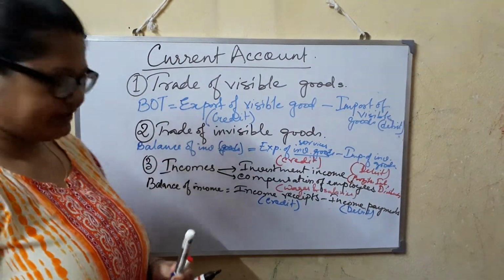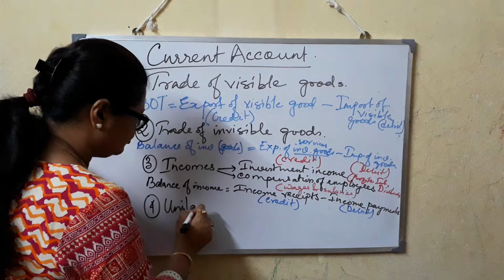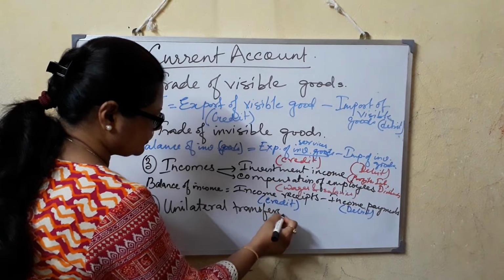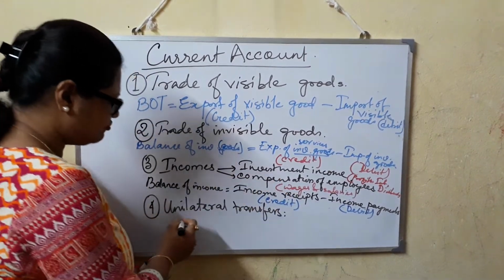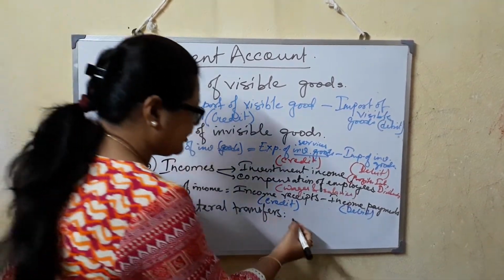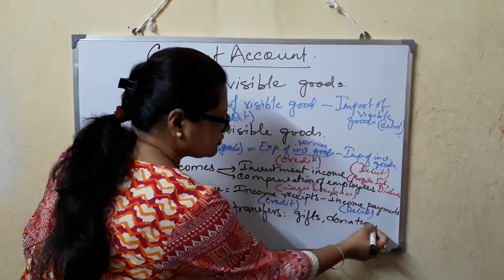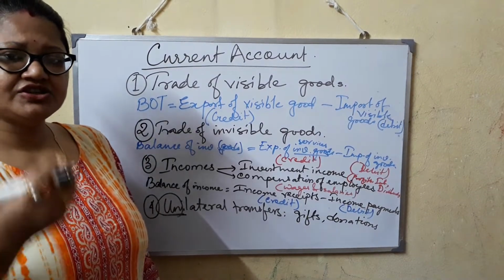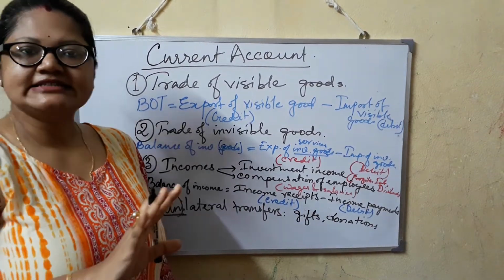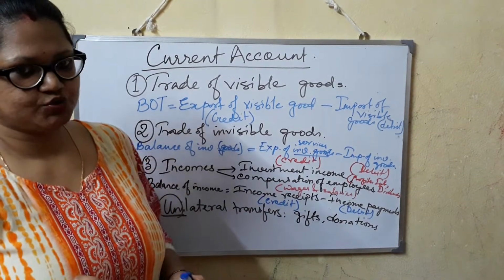And the last component will be unilateral transfers. Now the name itself is suggestive. Unilateral. Uni means one-sided. Single side. That means, for example, we can talk about gifts, donations. One-sided means somebody is donating something. In return, that person or that institute or that country doesn't get any sort of goods or services. So it is only one-sided payment which is done.